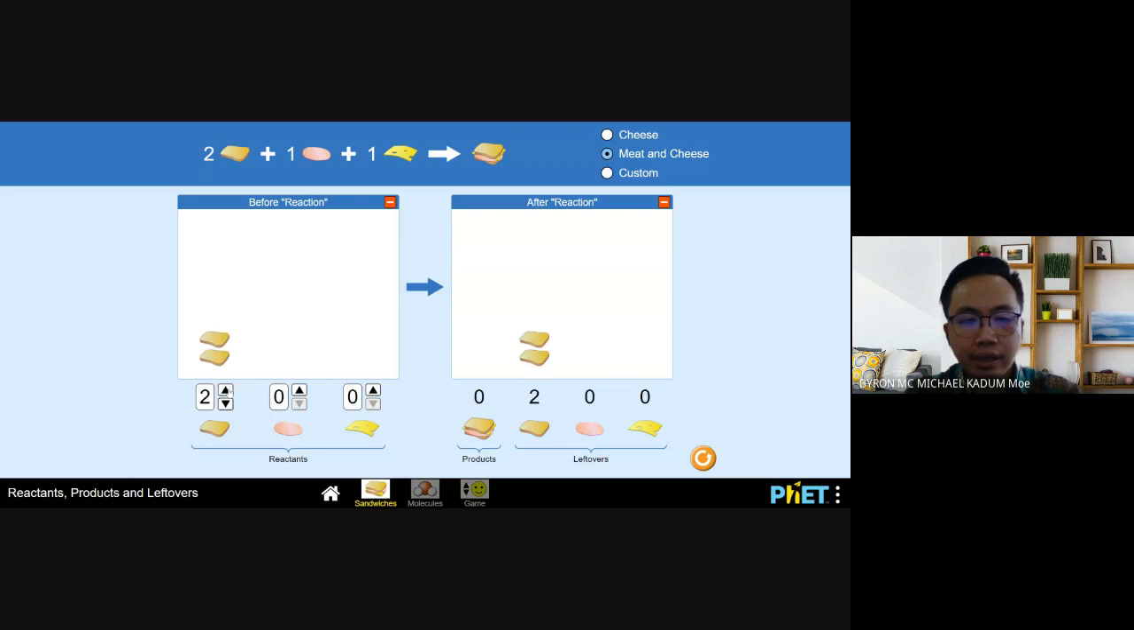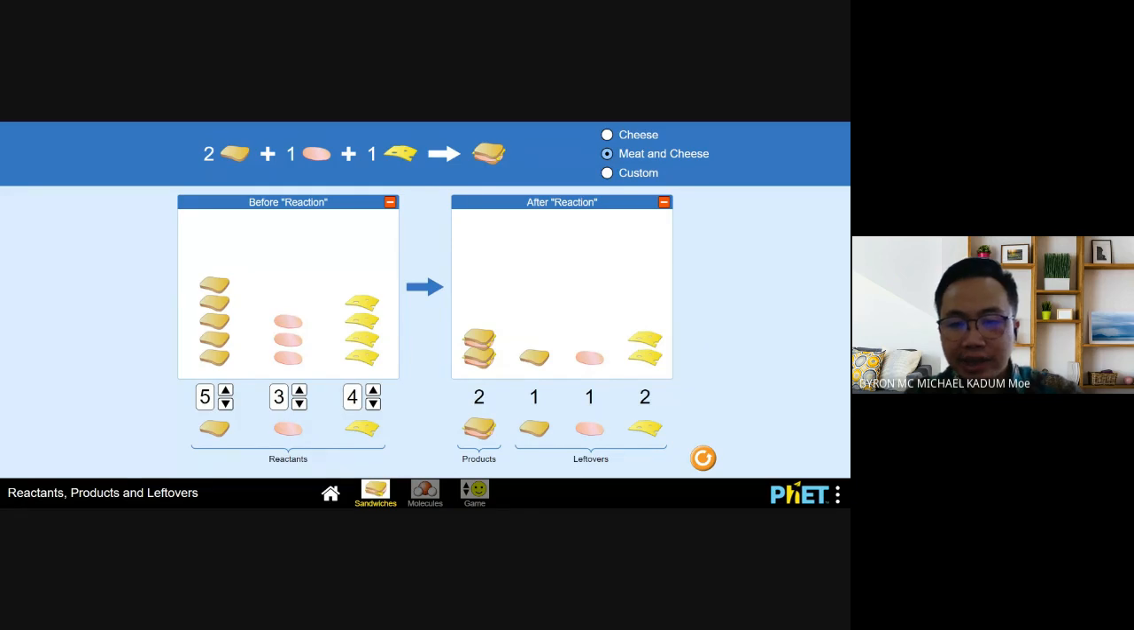Let's say you have 5 breads, okay? And then you have 3 meats, and you have 4 of this. So when you look over here, you will be able to have 2 sandwich. Why do you have 2 over here? Because you're going to be based on who is the limiting reactant. Siapa yang akan menentukan yang ini? Dia akan ditentukan oleh limiting reactant.